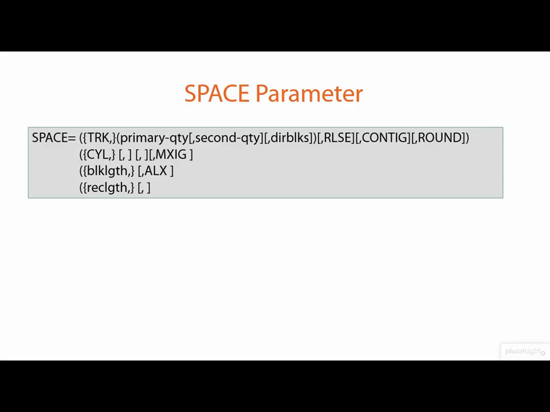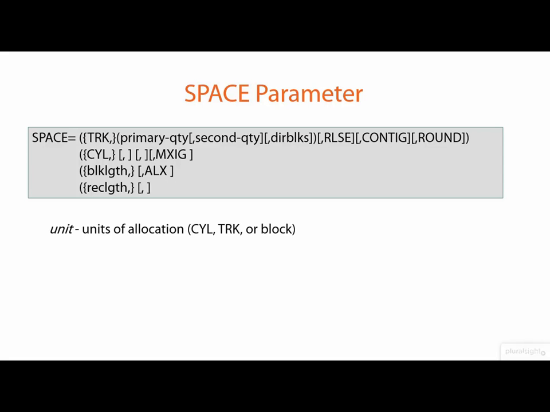The space parameter allows us to determine how much space we want for our data set. And there are a variety of ways in which space can be assigned. Again, we have talked previously about the role of tracks and cylinders and blocks. We can specify a primary quantity, we can specify a secondary quantity, we can specify directory blocks if we are allocating a partition data set. We can indicate whether we want space released or whether we want contiguous allocation. All of these provide a way for us to identify how the data set space is supposed to be assigned.